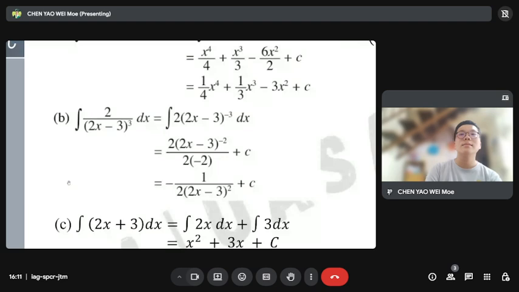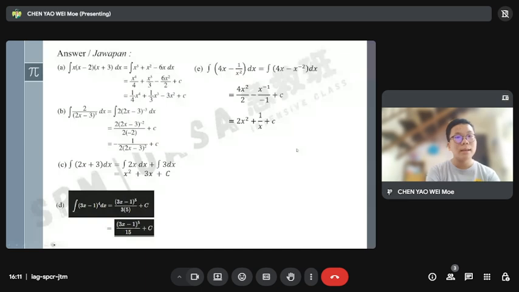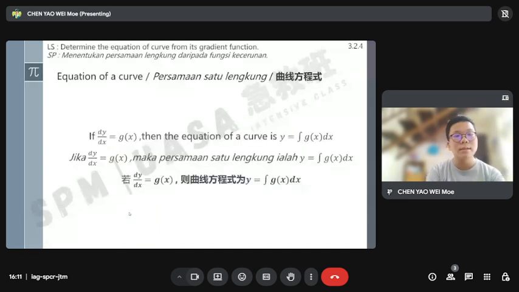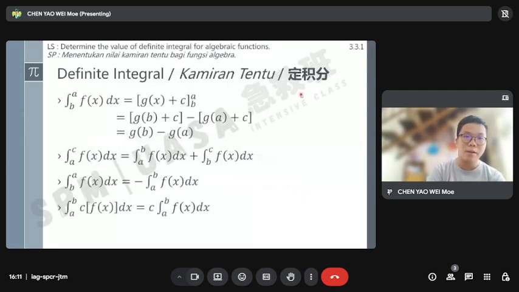This is about the indefinite integral. Just now I said that integration is related to the equation of a curve. If I say that dy over dx is the gradient of the tangent, then the equation of the curve is the integration. That is the thing. So now we end the first part of the learning, which is the indefinite integral and also the equation of a curve.